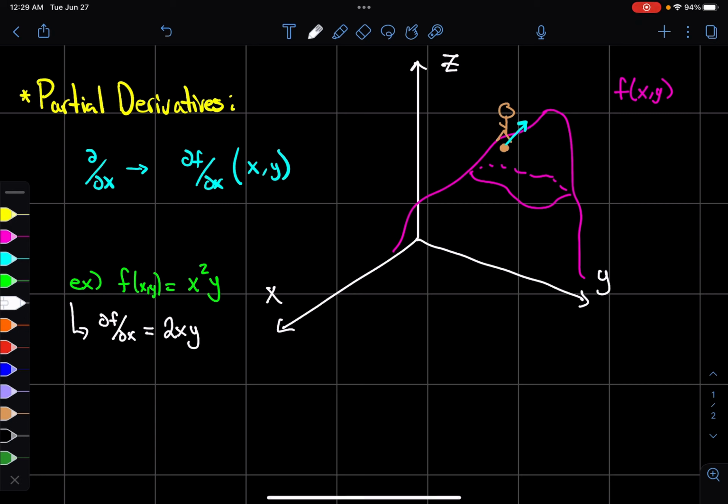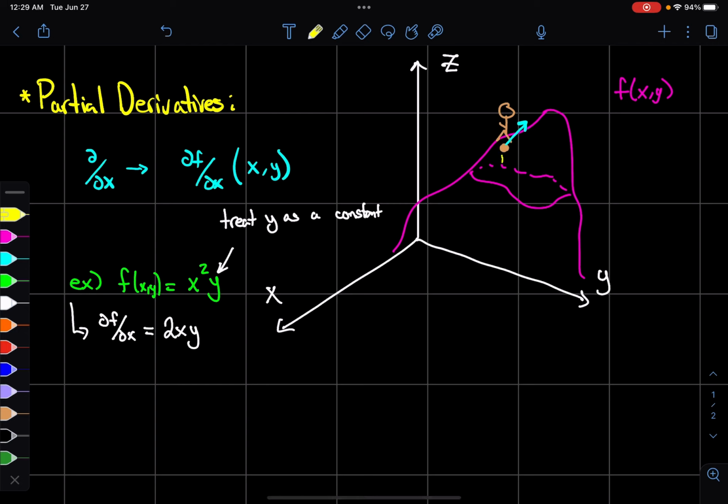And if this was a little confusing, remember that we get to treat y as a constant. We treat y as a constant. And this is something that can confuse people. Why do we get to treat y as a constant? Why do we just treat it as a number? And the idea is actually very simple.